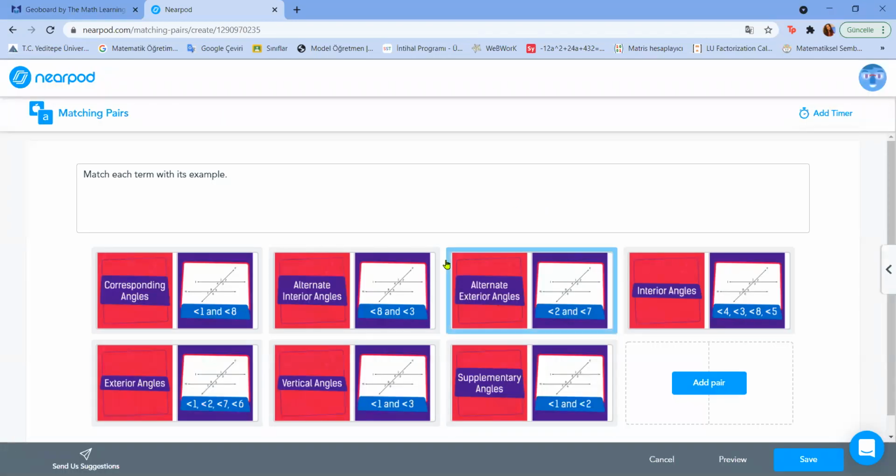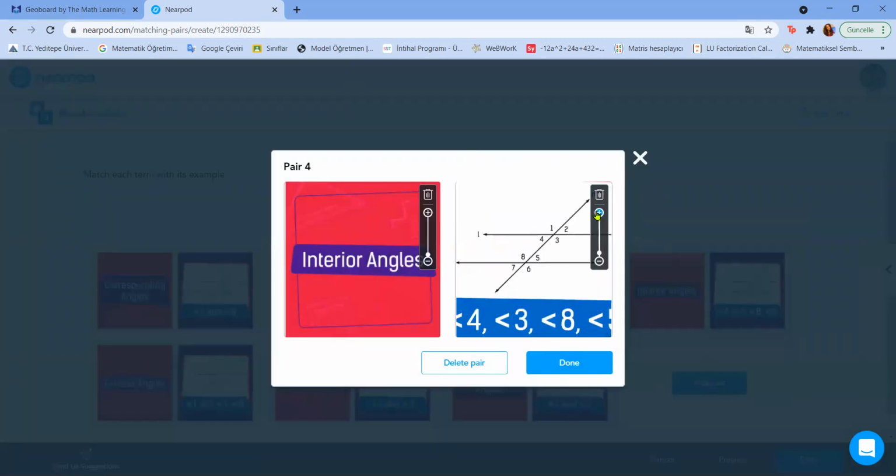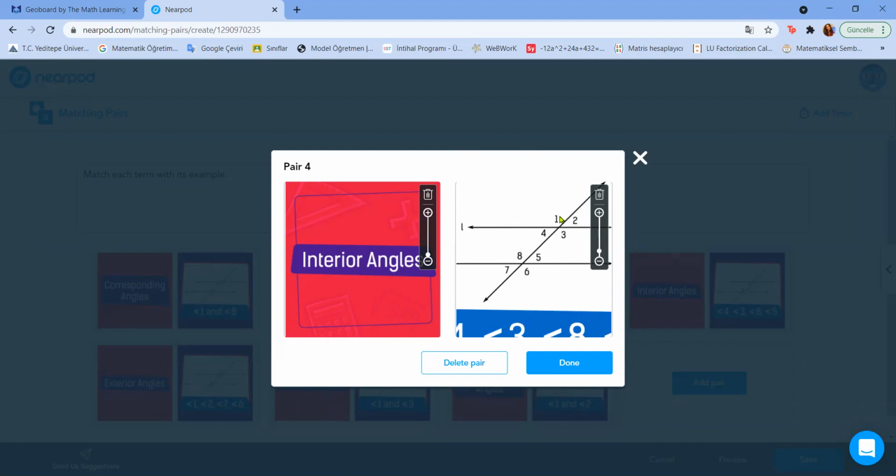Now, let's look at the interior and exterior angles. Next, we will look at alternate interior angles and alternate exterior angles. The angles between the parallel lines, among the angles that two parallel lines make with a transversal, are called interior angles. According to this definition, our interior angles are 4, 3, 8, 5.